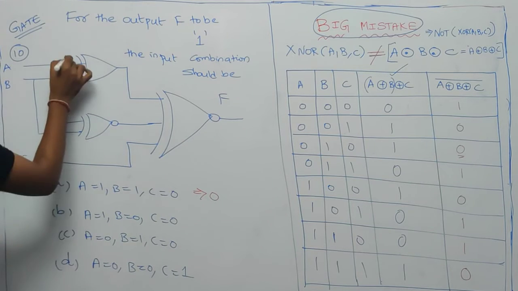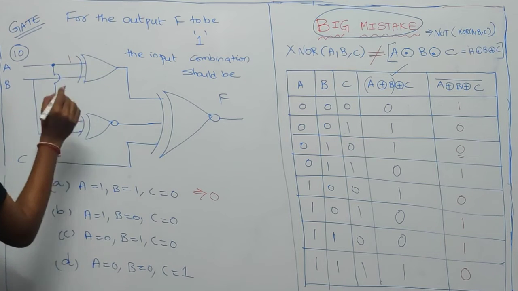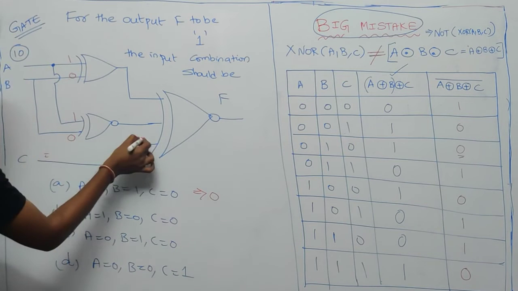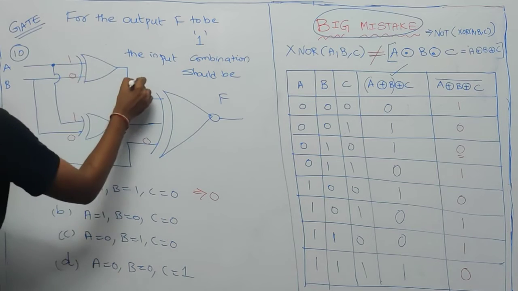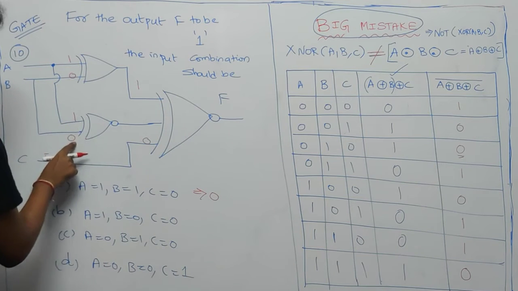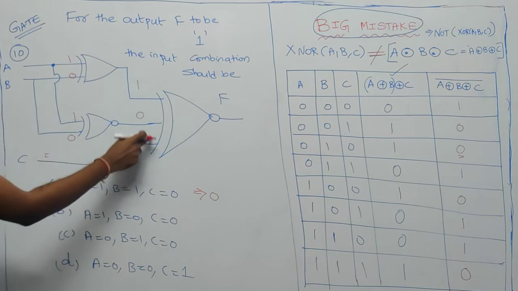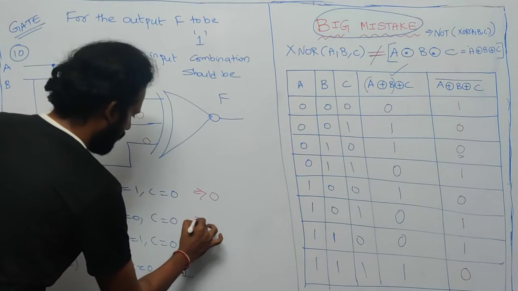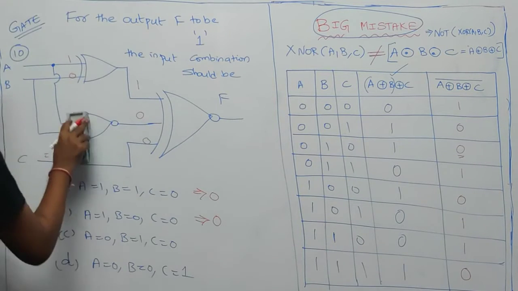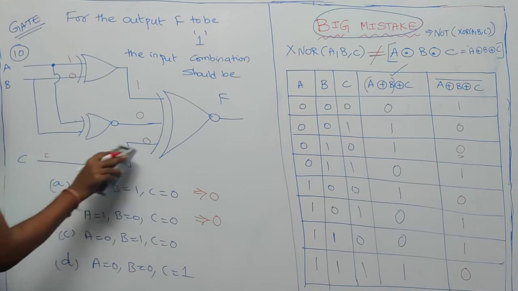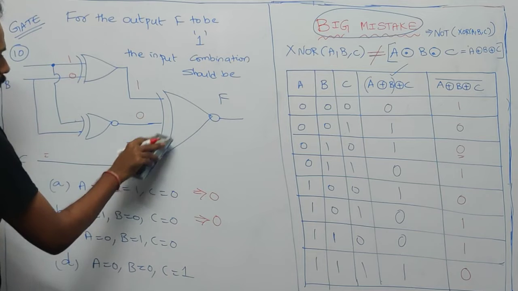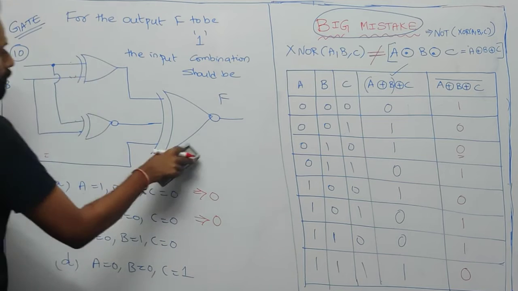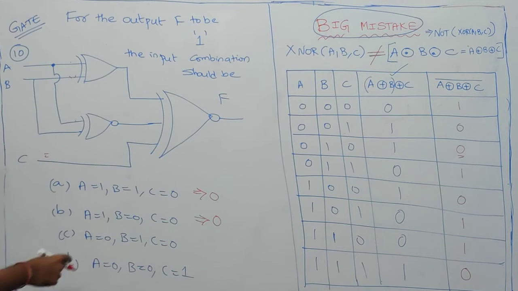Next, A is 1. Where is A? 1. Same 1 here. B is 0, 0, 0. C is 0. Okay? Now 1 XOR of 0 is 1. Obviously 1 XNOR of 0 will be 0. So 1, 0, 0 is still giving you 0. So we will get the right answer. Right? Now let's take the next option.